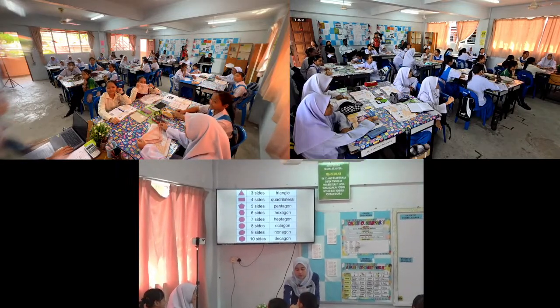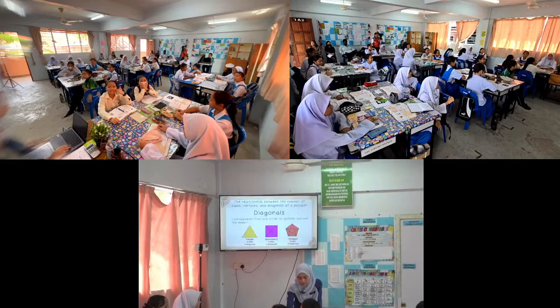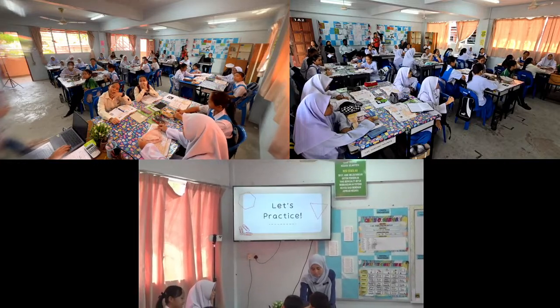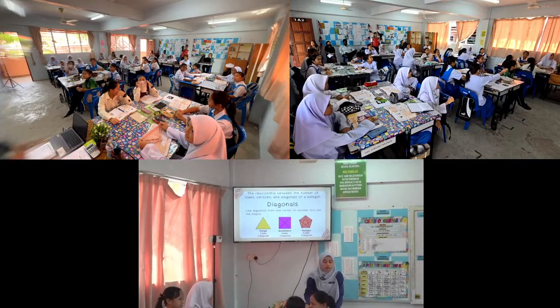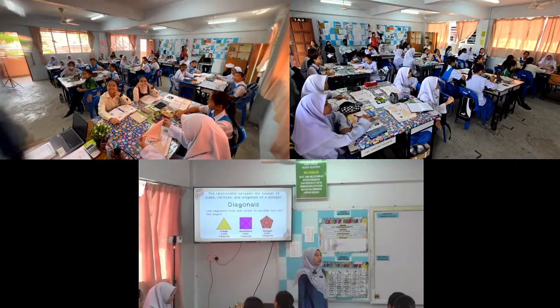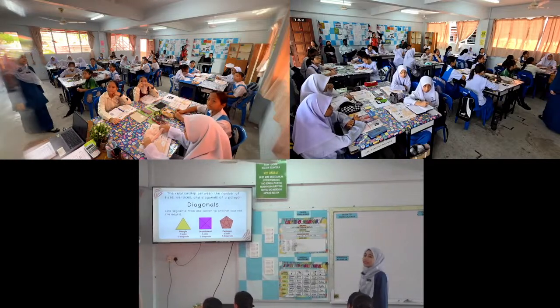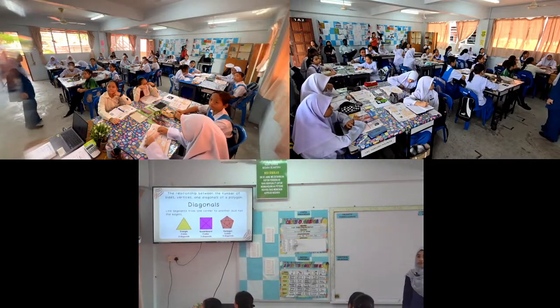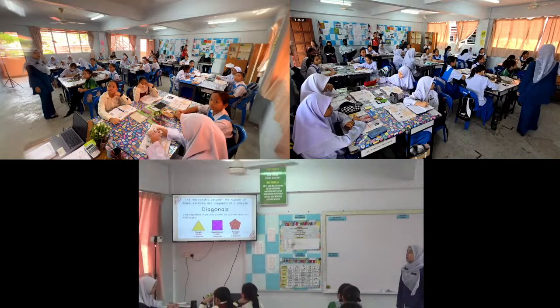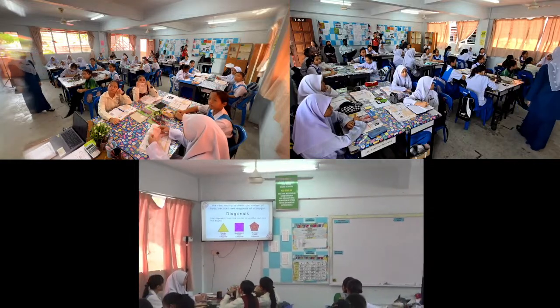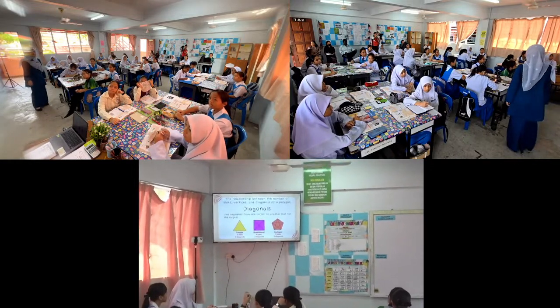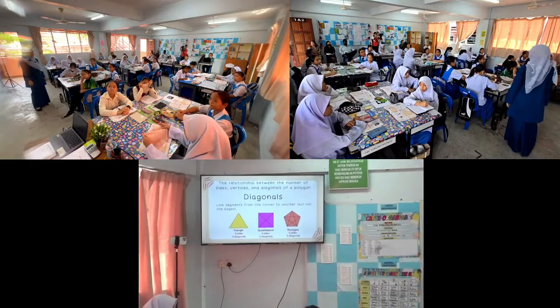Alright, let me move on to diagonal. Just now you already saw the vertex and side. Now let me see the diagonal. Let me see the relationship between the number of sides, vertices and diagonals of a polygon.